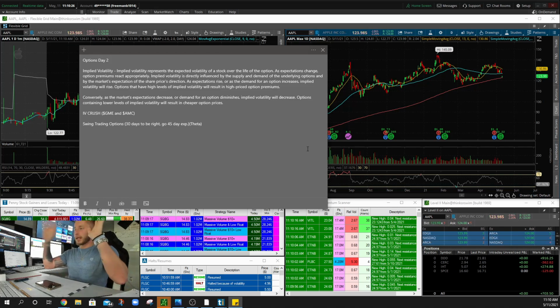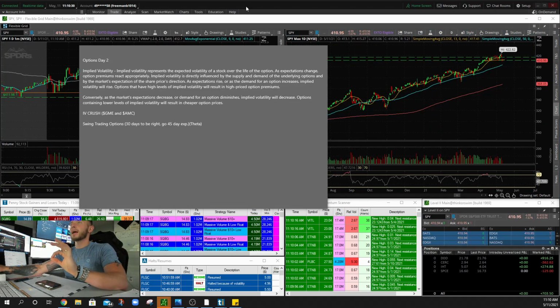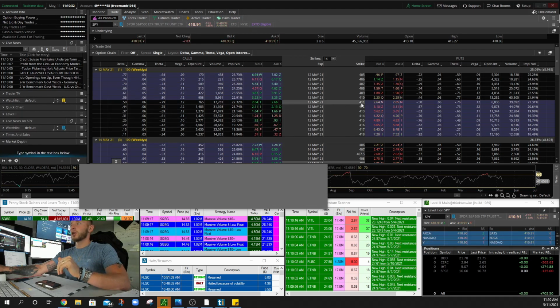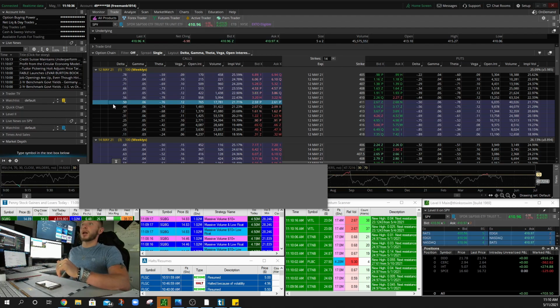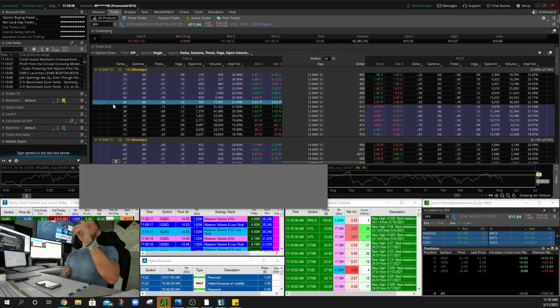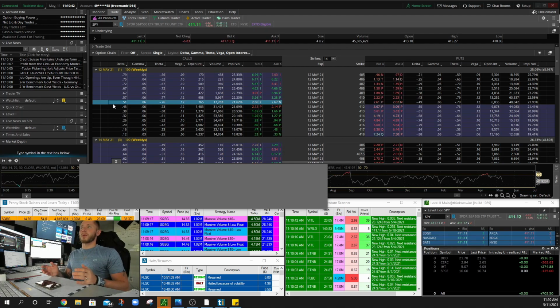So let's use the SPY as an example. We're going to use a 411 strike for tomorrow's expiration. This right now has a 21% implied volatility. That's normal for the SPY, right? On average, the SPY has about a 20 to 30% IV, and that's what prices these options.